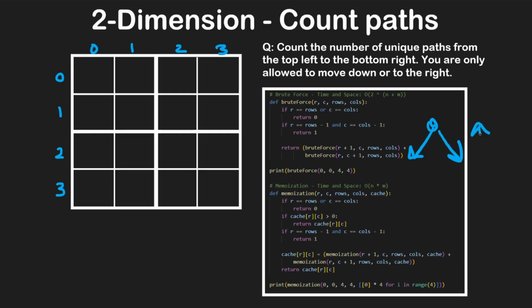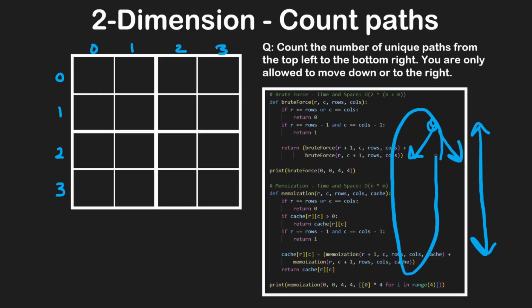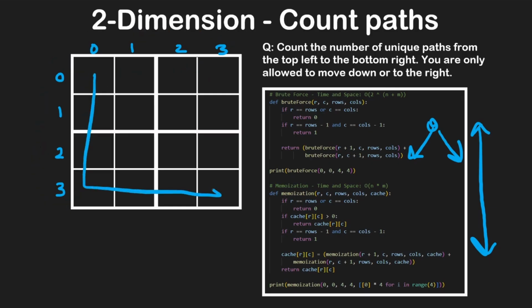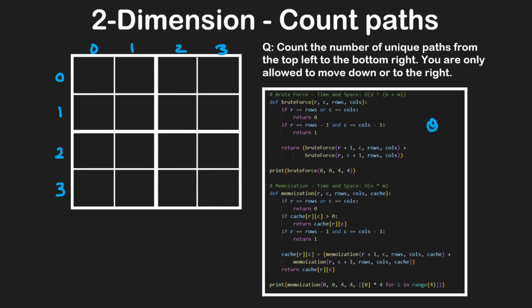What's the height of the decision tree going to be? Well, like I said, every path is going to have the same length. So any path in our decision tree is going to have the same height, roughly. And the height is basically going to be the number of rows plus the number of columns, because that's practically what the length of every single path to the destination is going to be. So we can say that the time complexity is 2 to the power of n plus m, where let's say these are the dimensions of the grid.